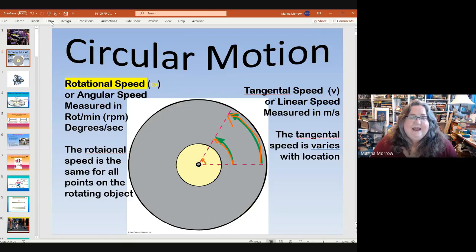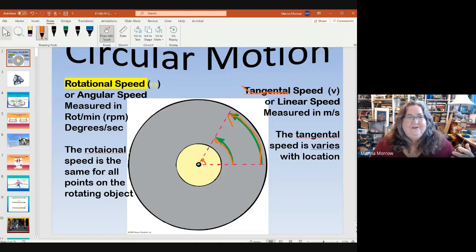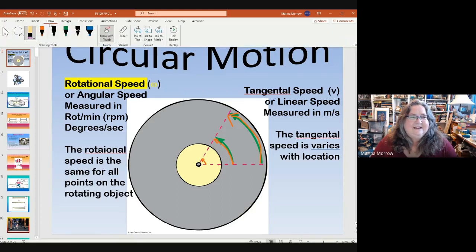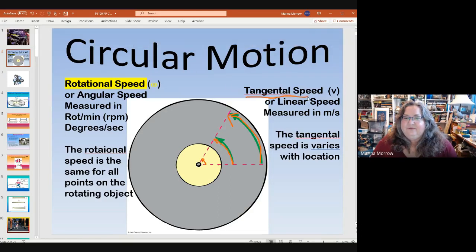Now, another thing you can have, though, is tangential speed. Tangential speed is closer to what we think of as the normal velocity, meters per second. And so the tangential speed is about the actual velocity, as we normally measure it. It's called linear speed also. So we just use the symbol V to represent that, because we're just talking about how fast it is.